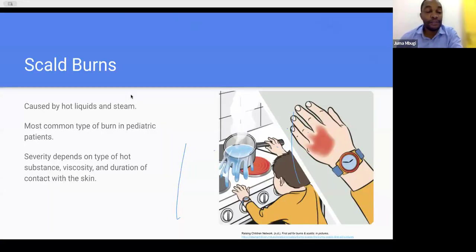So let's review the types of burns that children are likely to get. One of the commonest types of burns is the scald burn. This is caused by hot liquids and steam. It's the most common type of burn in young children. And the severity of scald burns depends on the type of hot substance, its viscosity, and duration of exposure to the skin.